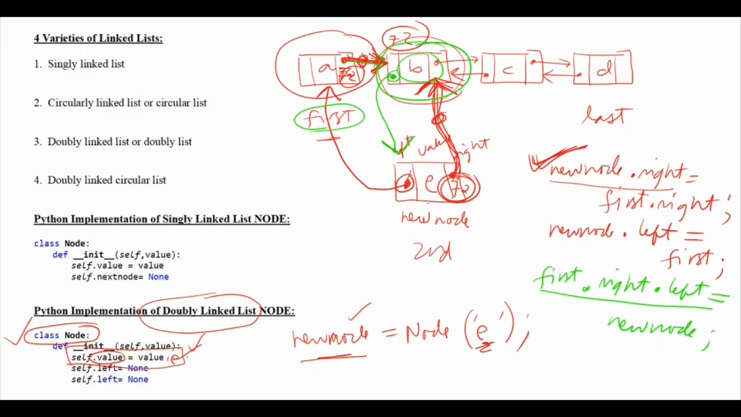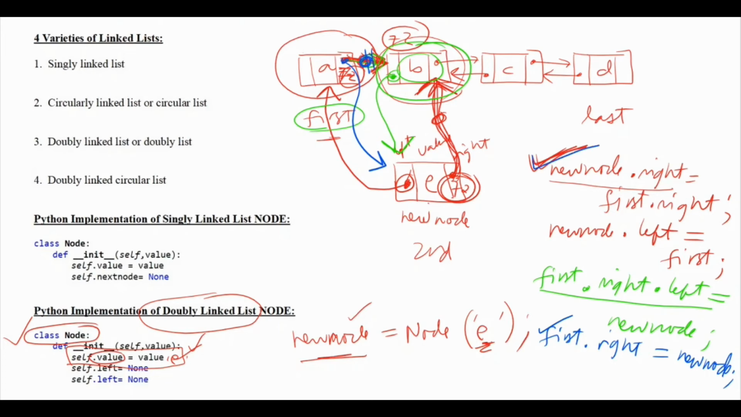And then make this point to new node. So we call this first dot right. The first dot right, which is this, we cut that, we redirect it to point to new node. So first dot right gets new node. To do that, you have to execute this.